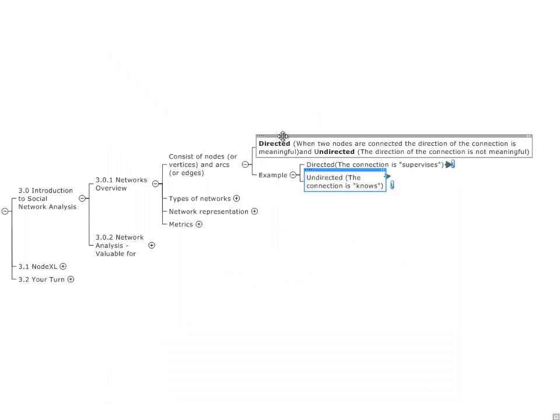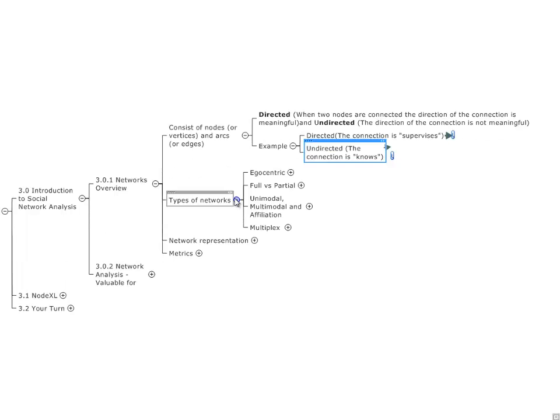So those are the types. If you look more specifically at types in general, there's egocentric, where there is a single node to which every other node is connected. You can have a full network or partial. You can also have different kinds of nodes, as opposed to a single kind in a unimode. And you could also have different kinds of edges or connections, if you will, arcs between the nodes themselves.